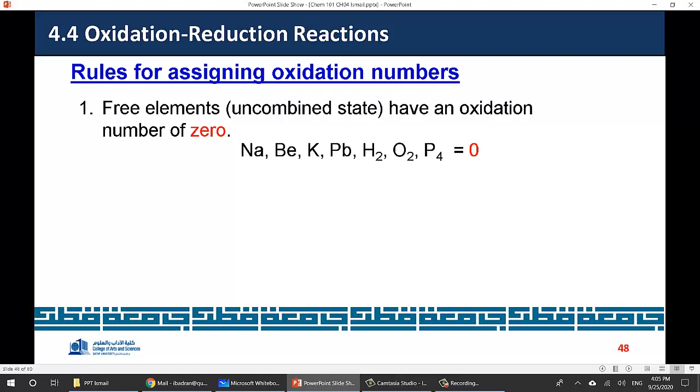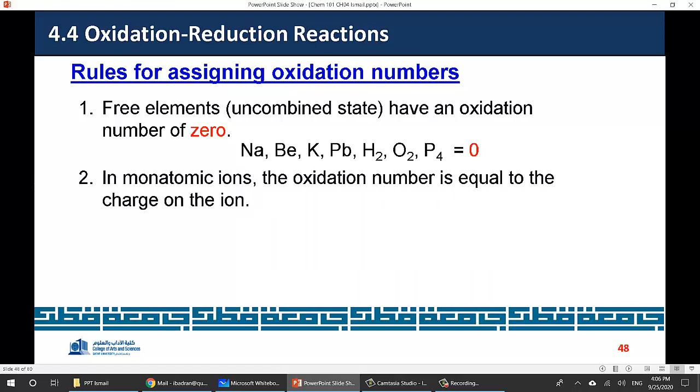For the non-metals, they exist as diatomic molecules, like oxygen exists in nature as O2, and there's also N2 and H2 and Cl2, all the halogens, F2, Br2. These also have an oxidation number of 0 if they exist by themselves in a chemical reaction. For phosphorus it's P4, and for sulfur it's S8. For carbon it's actually graphite.